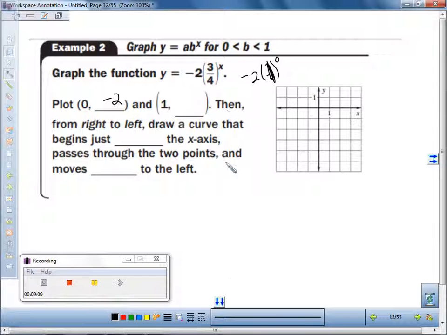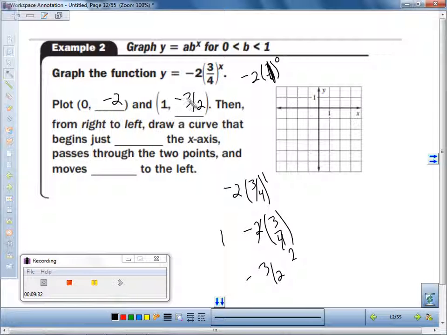Alright, then if we put in 1 for our x, we end up with -2 times 3/4. I'm going to go ahead and reduce. 2 goes into itself once, goes in here twice. So we end up with negative 3/2 as our point here. Okay, then we're going to plot these 2 points, and then we're going to draw our curve.